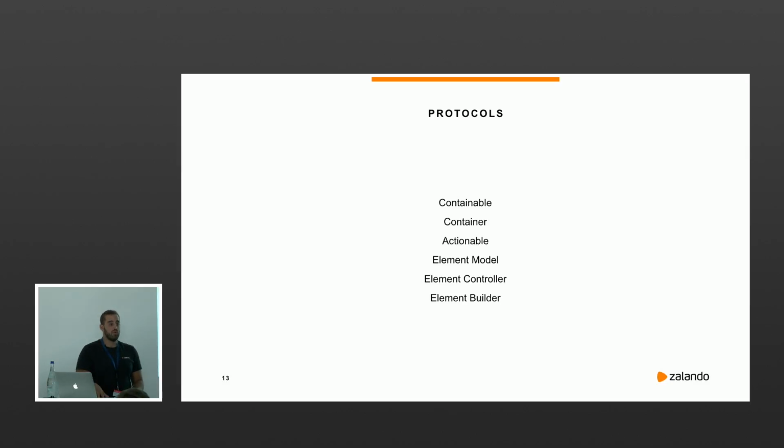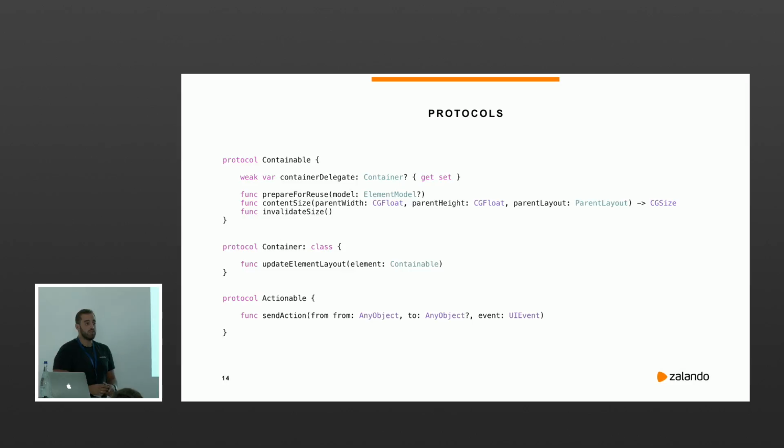We have 6 main protocols that I would like to explain. The first 2 are the containable and container protocols. So for example, if an element is containable, this means it can be contained inside other elements. So image elements, text elements, all these conform to the containable protocol. And it's basically there so they can tell their parents about sizes.